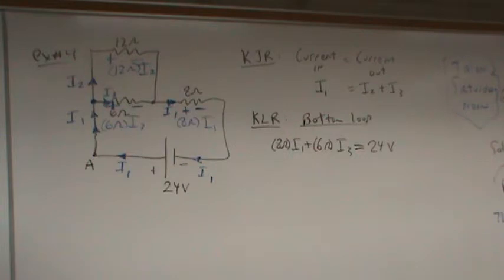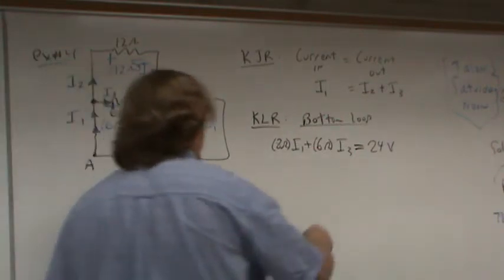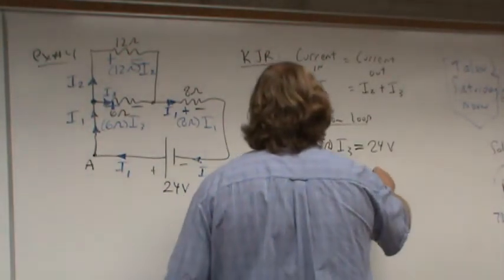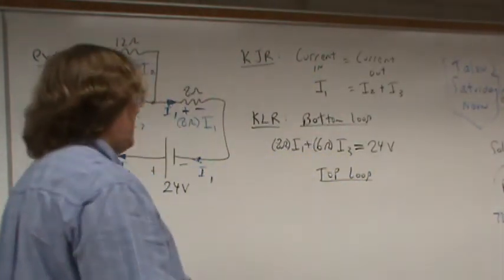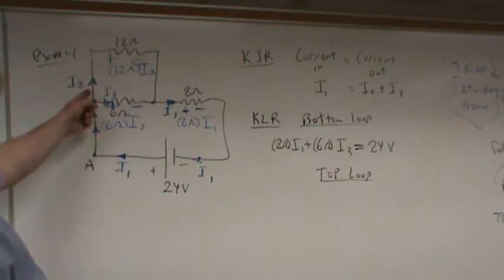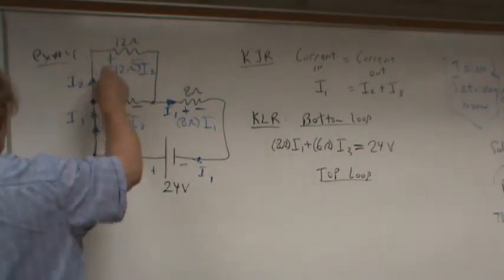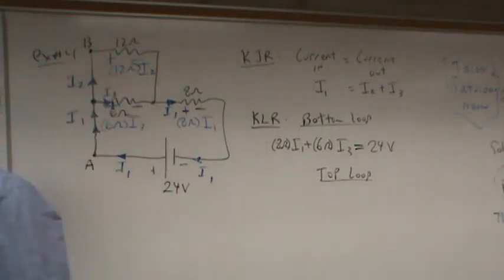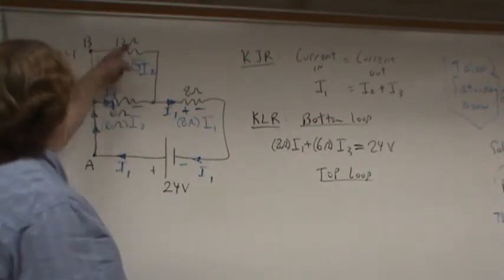Yes. I've got two equations. I need one more. I'm going to use the top loop. I'm not going to use the entire loop. Okay. Here comes the top loop. I'll start anywhere. It doesn't matter. I'll start right here. We'll call this point B. And I'm going to go clockwise for just the top loop.